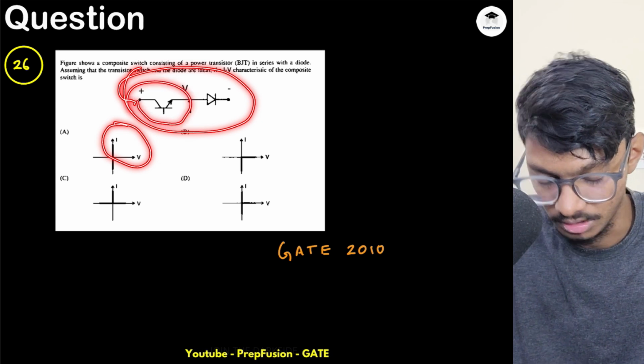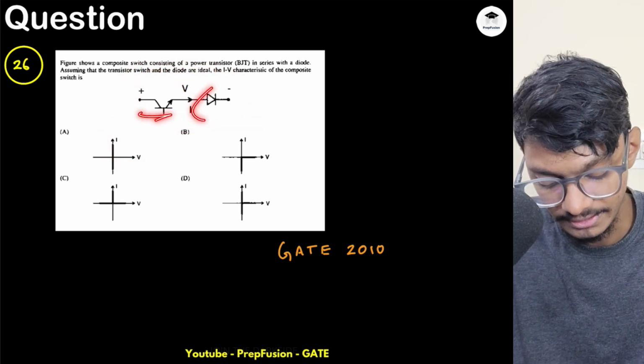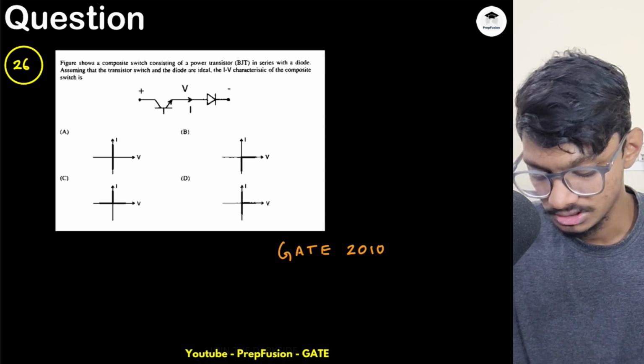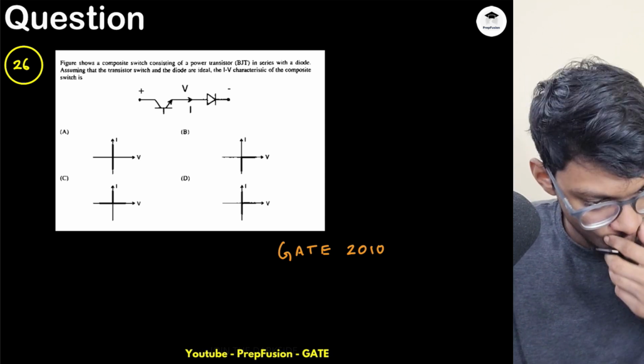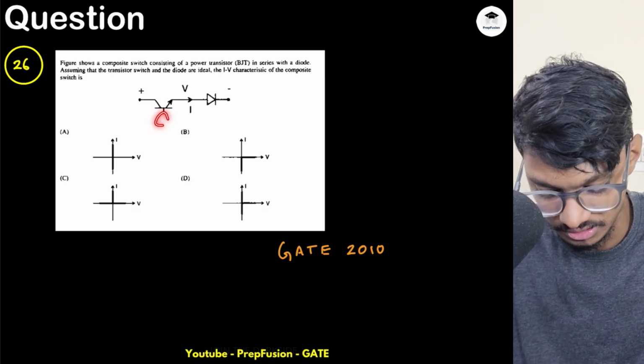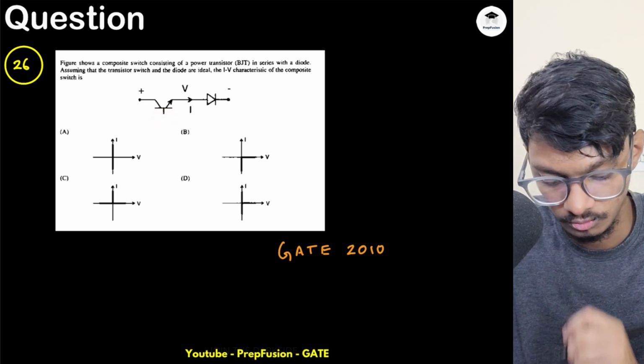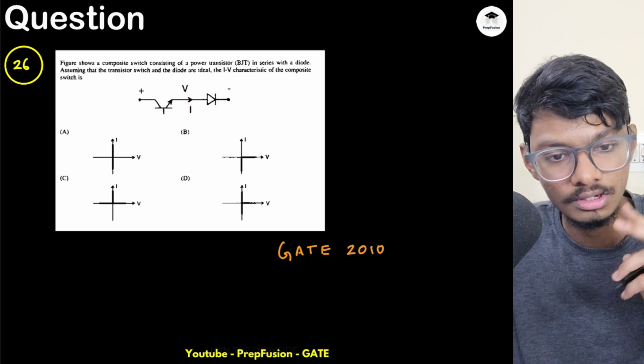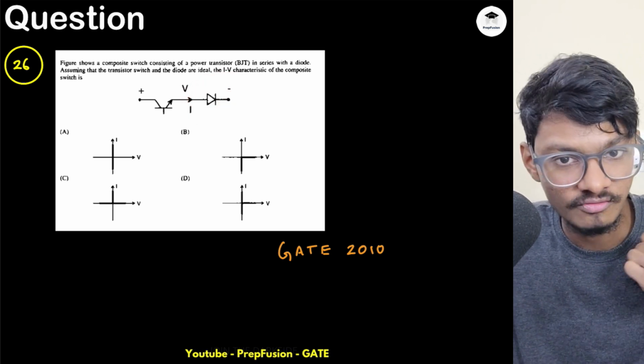The combination of this BJT and this power diode. Okay, so what do you know about BJT? BJT can block reverse voltage, and BJT can block forward voltage as well. All of it depends on the base current. It can do both these things. A power diode can block reverse voltage, but it cannot block forward voltages.